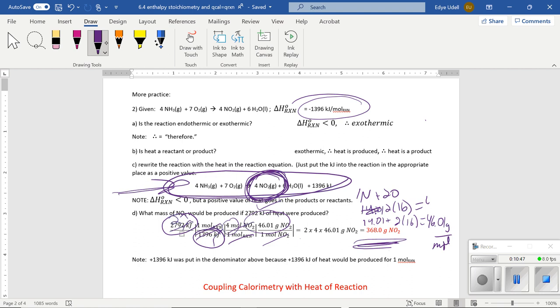What was our Q? Oh, we had 4 sig figs here. And we had 4 sig figs here. We get to keep 4 sig figs. That's how many we kept. We're in good shape.